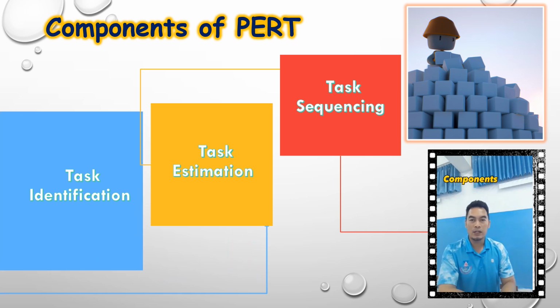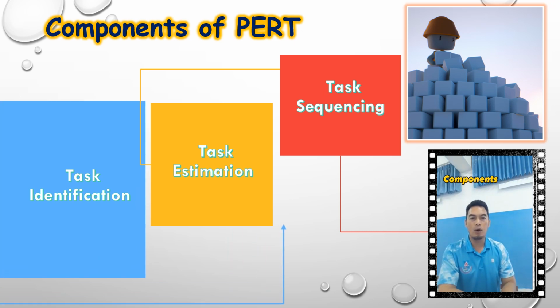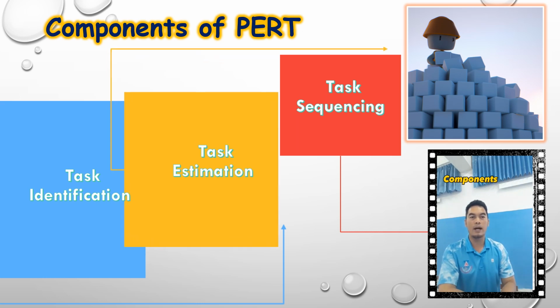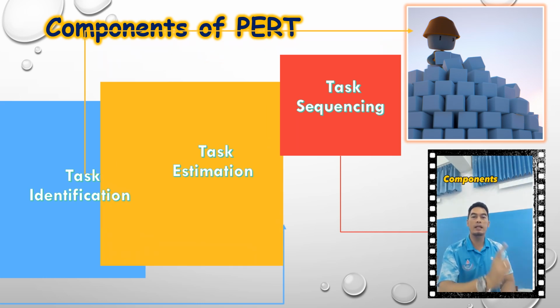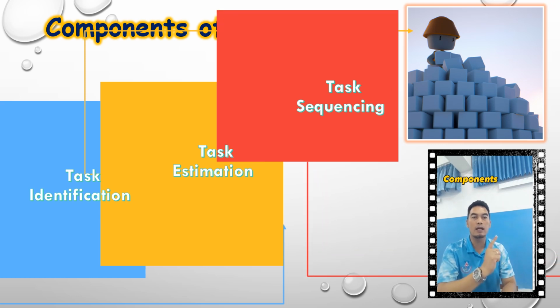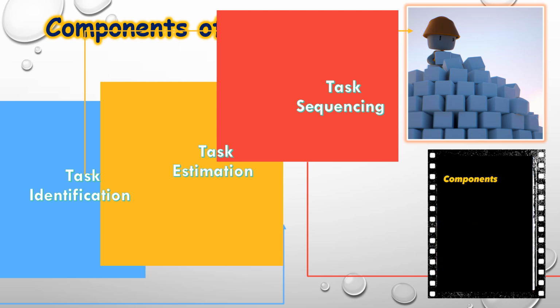Task identification involves identifying all tasks necessary to complete the project. Whereas task estimation involves estimating the time and cost required to complete each task. And then task sequencing involves determining the optimal sequence of tasks to complete the project in the most efficient manner. So those are the components of PERT.